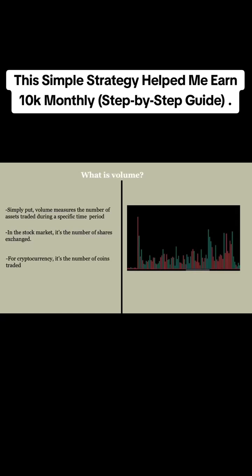Okay, so what is volume? Simply put, volume measures the number of assets traded during a specific time period. In the stock market, it's the number of shares exchanged. For cryptocurrency, it's the number of coins traded. In Forex, it's the volume of currency pairs bought and sold. Whether you're on a daily time frame or a smaller interval, volume shows how much activity is happening in the market.